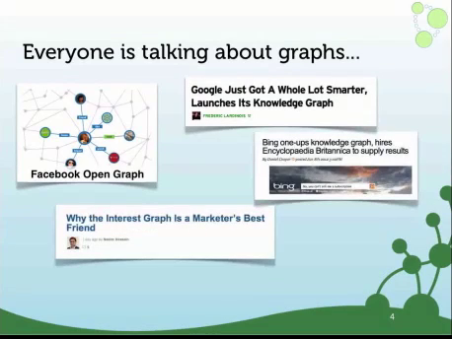Of course, there's Facebook and Facebook's Open Graph. Google just launched their Knowledge Graph, to make their search a whole lot smarter. Bing, of course, couldn't be left out of the fun, and so they have their answer to that. And things like the interest graph have been talked about on and off for a few years now. Is it better to look at how people are following each other on Twitter or their friends on Facebook? What really matters more? And all of this centers around just talking about graphs.